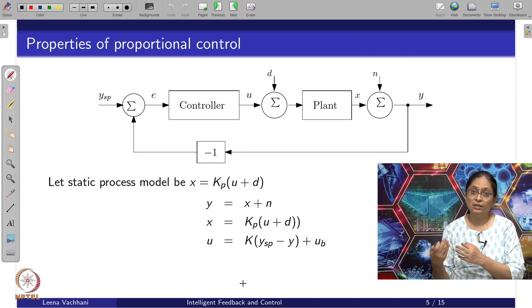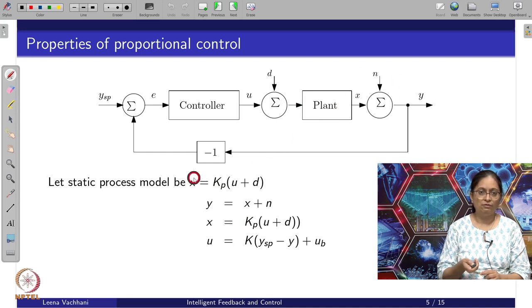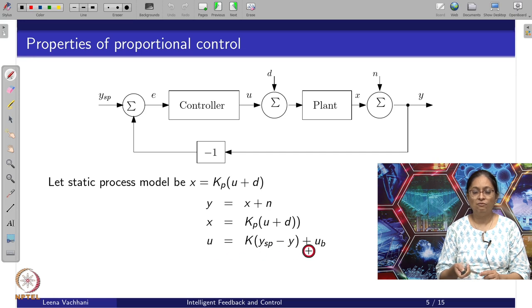Let us see the effect of this particular bias term. So, we already know that I have the particular plant output x, and I can write the signal flow, signal values, and so on. So, x turns out to be kp times u plus d, because kp is my plant gain in terms of steady state gain. Output y is x plus n, whereas x is equal to kp times u plus d, and the controller output u is given by k times ysp minus y, where k is my proportional gain. Kp is my plant gain in this, and k is my proportional gain. And what we are applying is a proportional gain with a bias term ub.